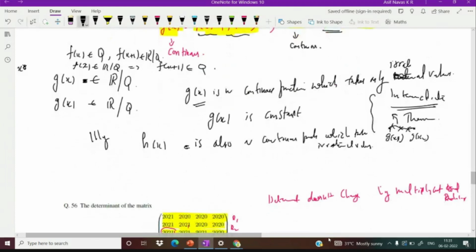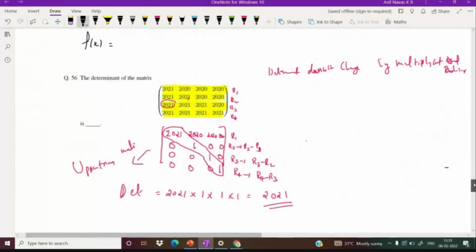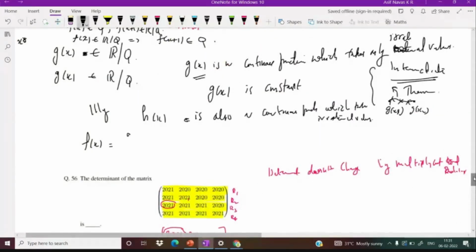So what we can do is, what is f of x? f of x is actually the sum of these two, right? g of x plus h of x divided by 2 is f of x. So from here, f of x is g of x plus h of x divided by 2. Then f of x is constant.